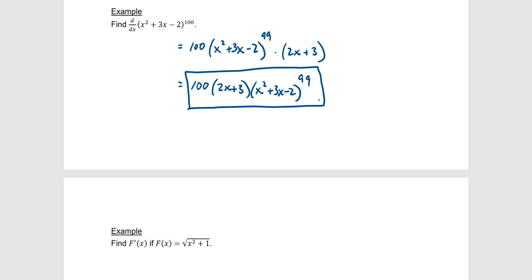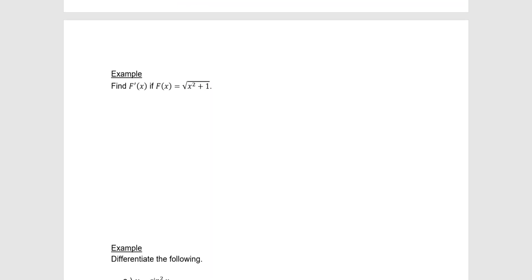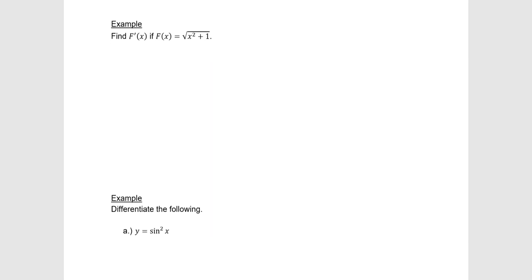Okay, so let's do a couple more examples here. Let's do the example that we started with. We want to find capital F prime if f equals the square root of x squared plus 1. Before we do anything, let's recognize that we can rewrite this as x squared plus 1 to the 1/2, right? The square root is the same thing as a 1/2 exponent. So now we recognize it's pretty similar to what we just did. We have a function within a function. We have this outer function of the square root, the inner function of x squared plus 1.